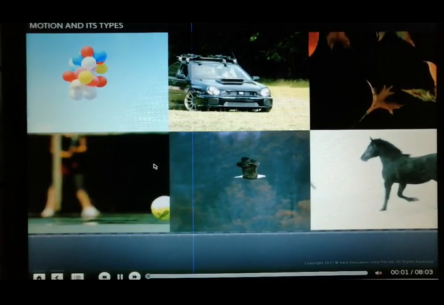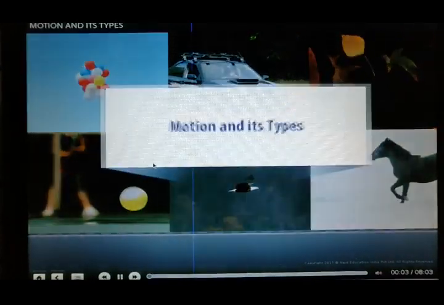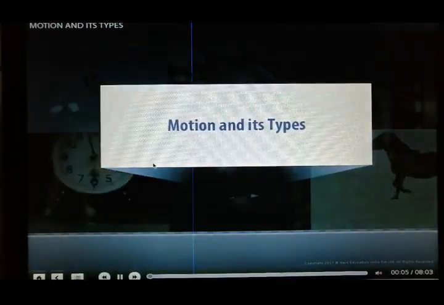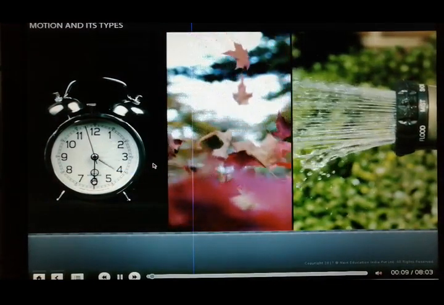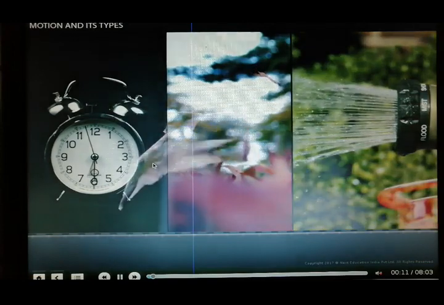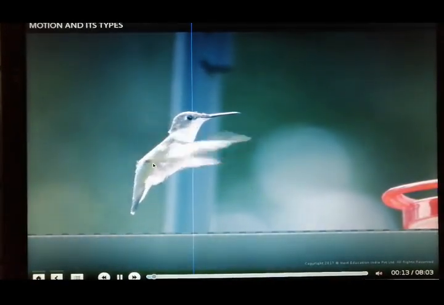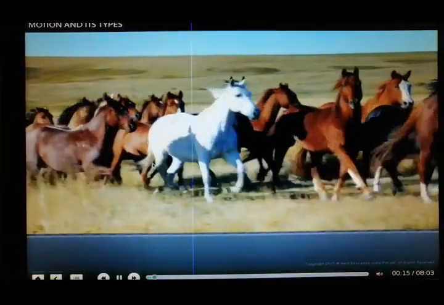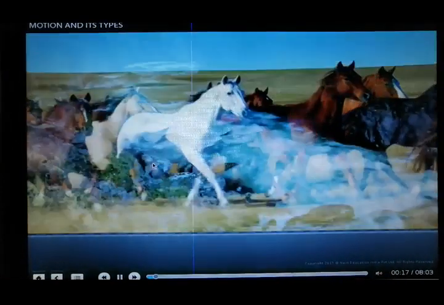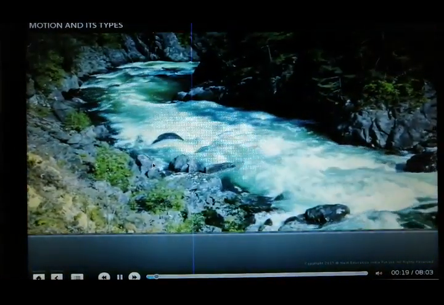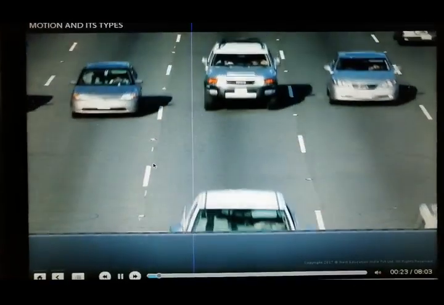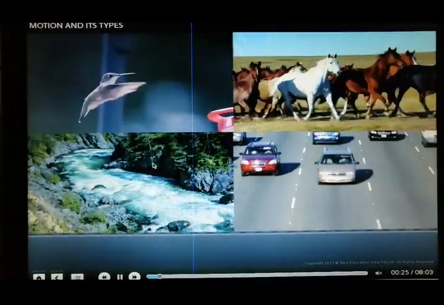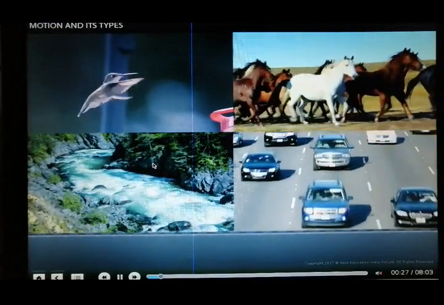In this module, you will learn about motion and the types of motion. In everyday life, you see some objects at rest and others in motion. Birds fly, horses gallop, water flows through rivers, and cars move. You say these are in motion.